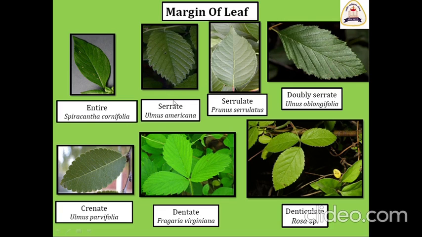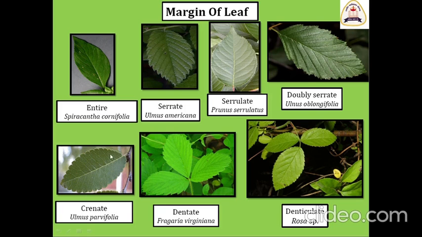Serrate means the margin is cut into fine dent-like structures. Another is crenulate, where very fine dents are there, as in Prunus serrulata, as the species name indicates, where the leaf lamina contains a serrulate margin. Double serrate: one dent, and this dent contains further serration. This is called double serrate.